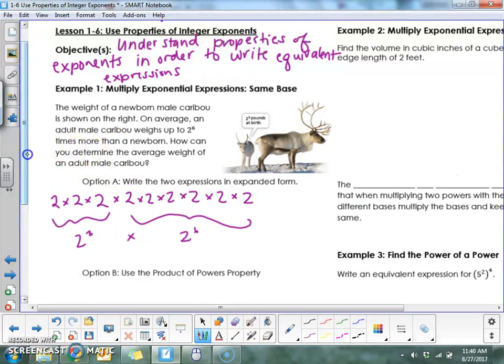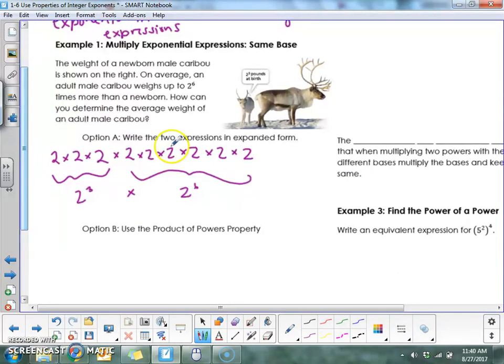From here, you can count how many 2's you have and figure out what the power would be. So here we have 3 and 6, so I have 9. So I can rewrite this as 2 to the 9th power. So that's the first way that you can do it. You can rewrite all of your expressions in expanded form and count them up.